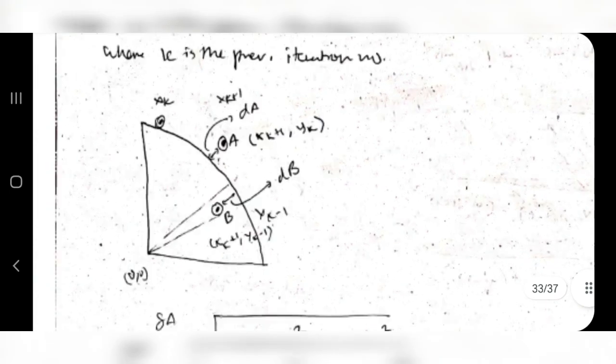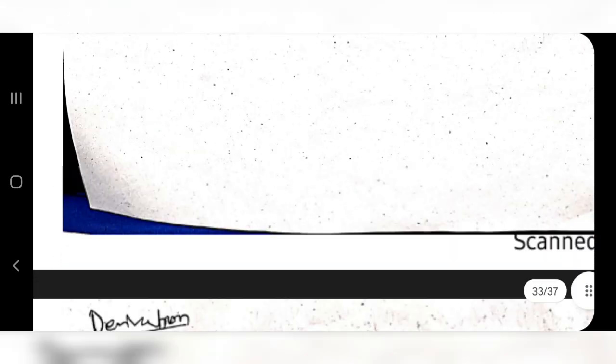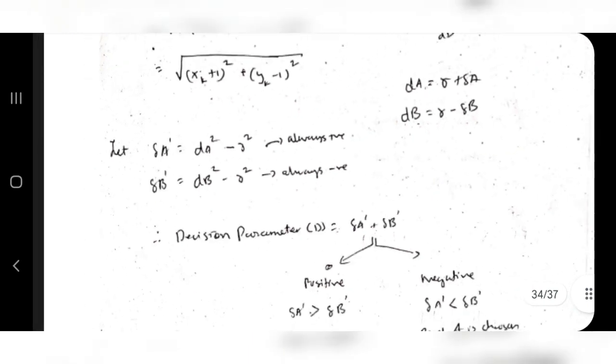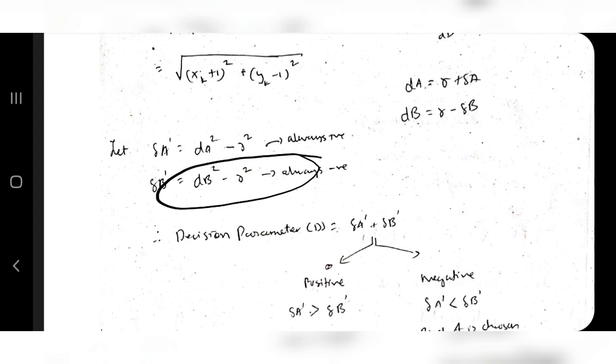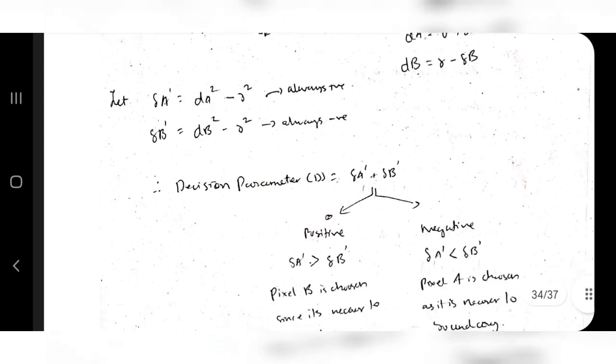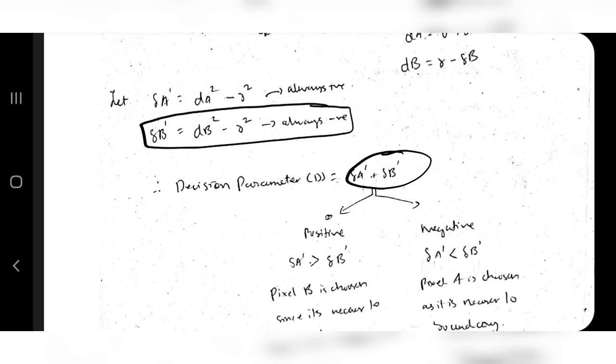Observe just one thing carefully: whichever value is more negative or more positive will be farther. If this value is more negative, it is farther from the boundary, and if this is a smaller value, it is nearer to the boundary. So if the answer we get is negative, that means this value is more. If this value is more, point B is far, therefore point A is chosen because point A is nearer. That's what I have written here: pixel A is the solution because it's nearer.